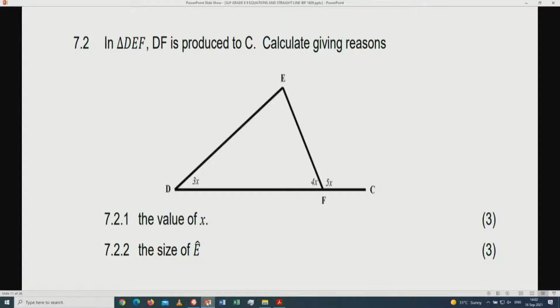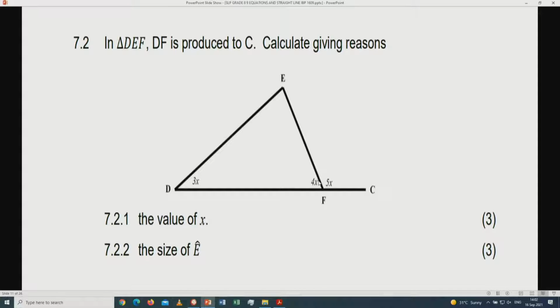Do you see anything like a straight line? Do you see anything vertical opposite? What do you see? That's what is important. Don't look at the whole picture, go piece by piece. What do you see? Right, let's look at it. There is a straight line.